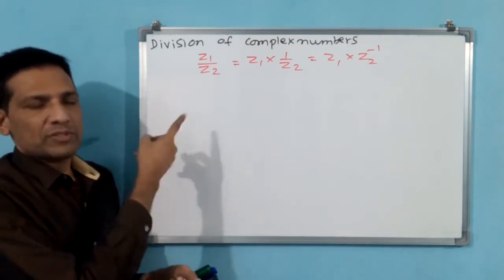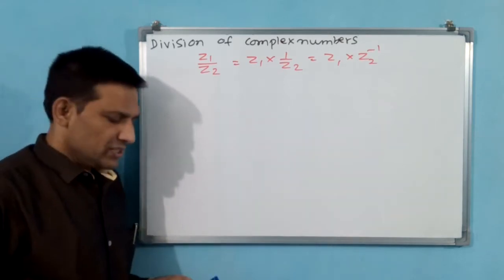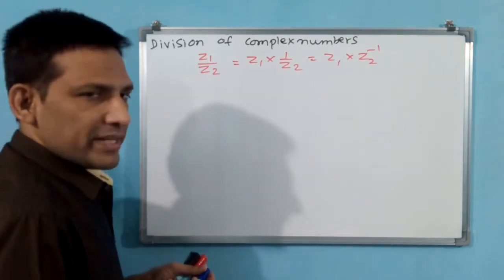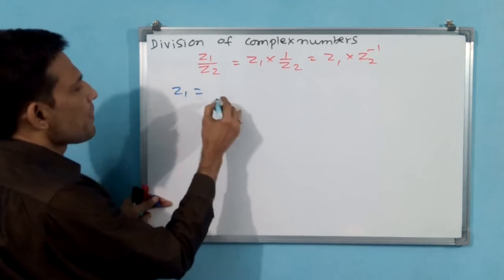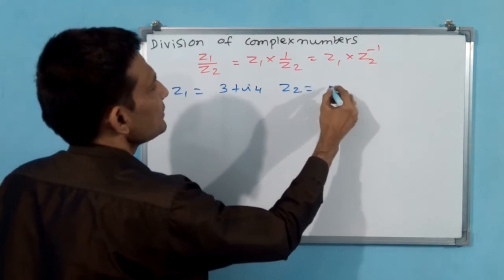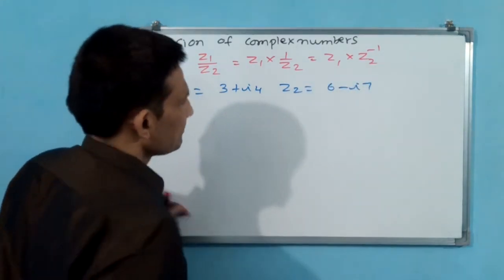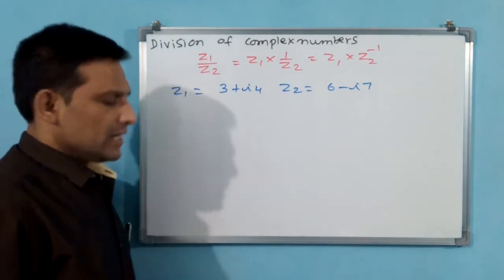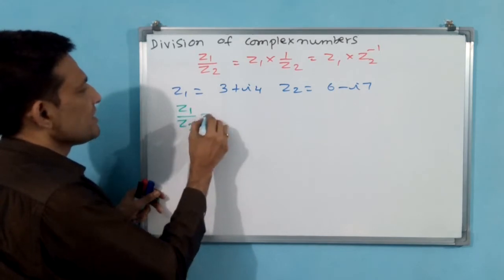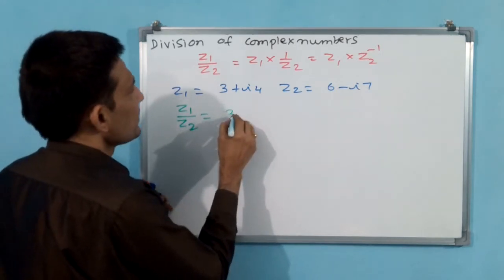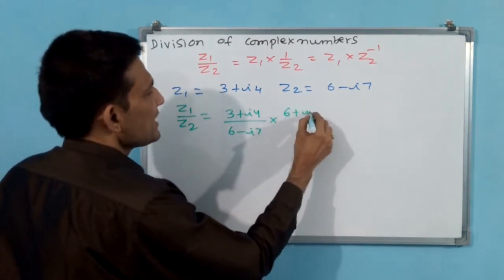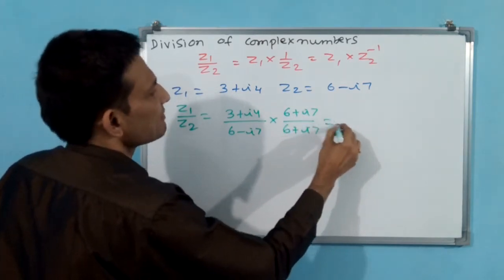What we do, we take one example rather than the generalized form. Let us take two numbers: Z1 is equal to say 3 plus I4 and Z2 is equal to 6 minus I7. Let us see how we can do the division. Z1 divided by Z2 is equal to (3 plus I4) by (6 minus I7).